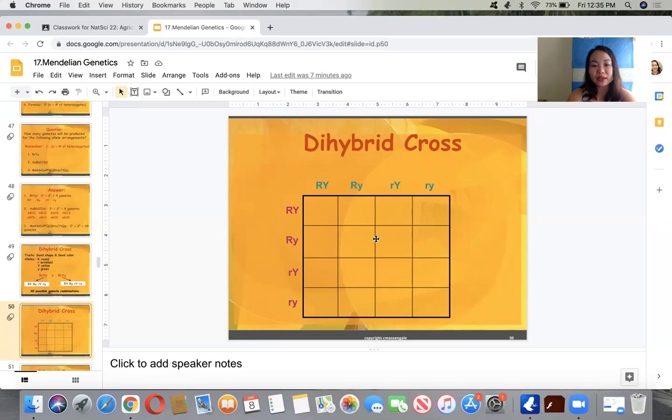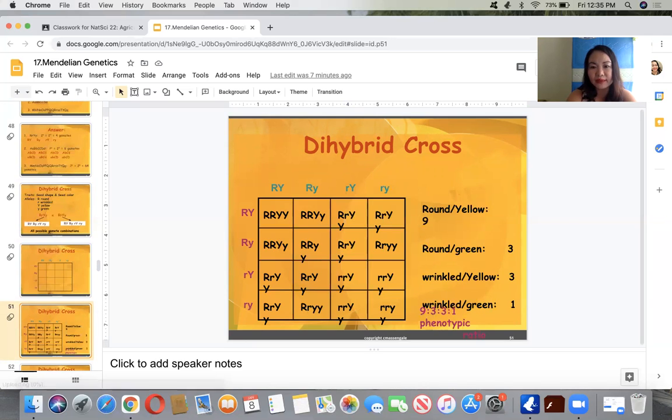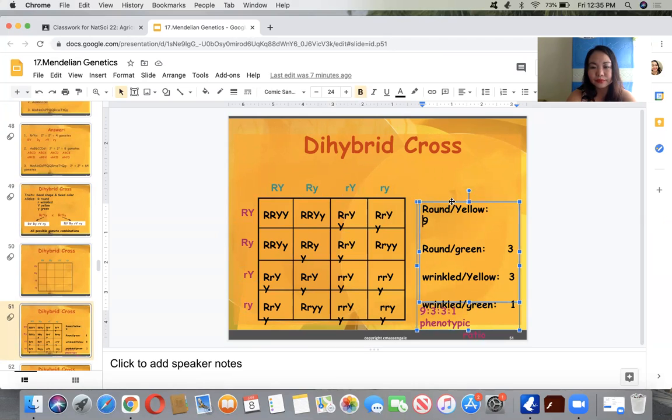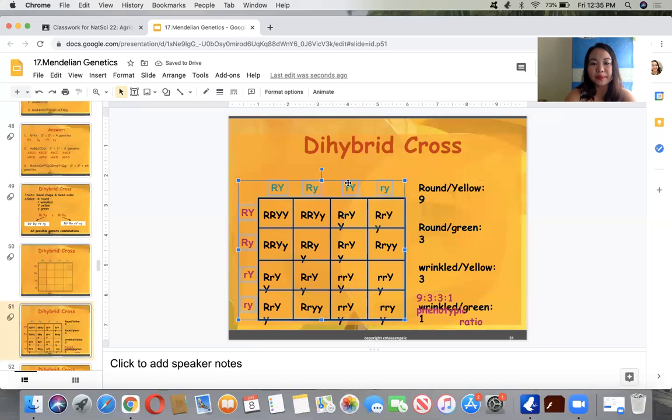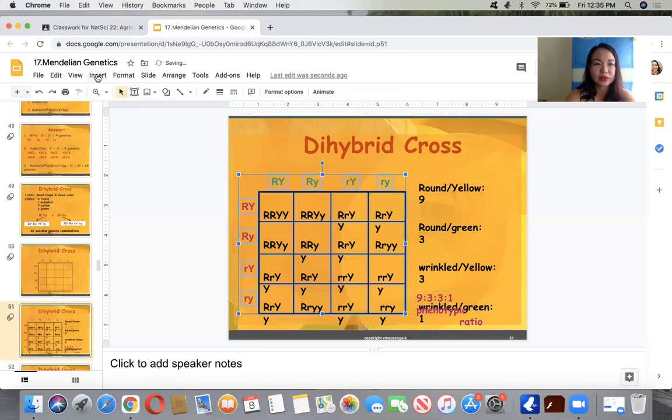If you are going to use the Punnett square, you just pair this one with this one, and then you will have the result. So the result would be this one. I'm sorry.